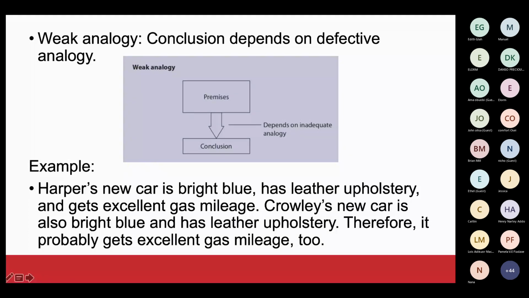Right. So look at it. Harper has a car. Crowley also has a car. Harper's car is bright blue and has leather upholstery. And then Crowley also has a car that is bright blue and has leather upholstery. But what you have not been told is the brand. Whether one is a Mercedes Benz and one is a Toyota, or one is a Honda. You have not been told.